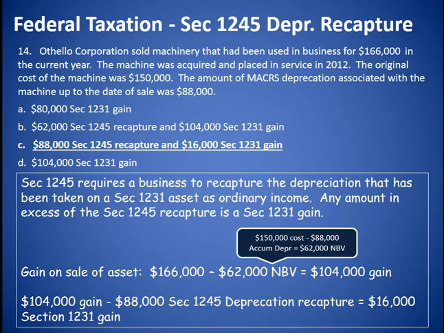So if we do the computation, the gain on the sale of the asset is $166,000 sales price minus the $62,000 net book value. That equals a gain of $104,000. So we take a $104,000 gain minus the $88,000 Section 1245 depreciation recapture, and that leaves us with the $16,000 Section 1231 gain, which corresponds to answer C.